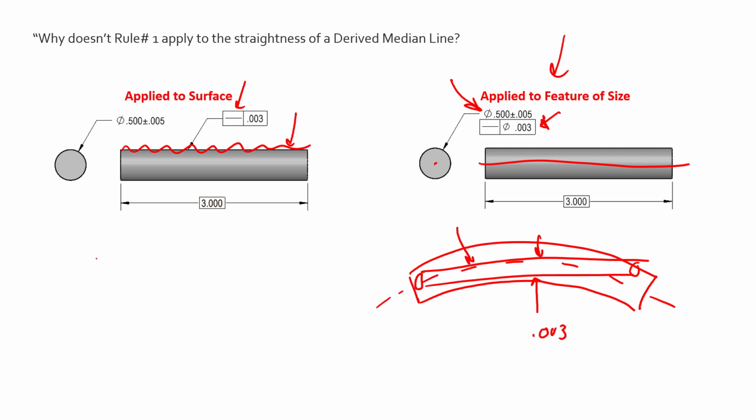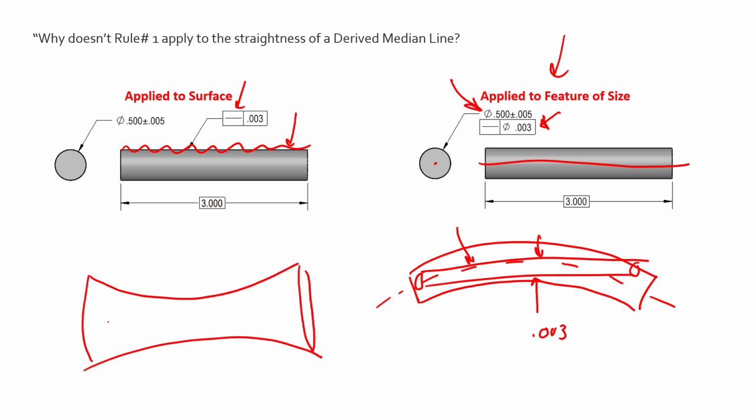Now, it's important to consider, though, other deviations in form. Our cylinder can do this, which is also called waisting. So if our cylinder did this, our derived median line would be pretty straight, right? If you take the circle here and get a center point, the circle here get a center point, the circle here get a center point, we have a pretty straight derived median line that would definitely pass 3 thousandths. But our size dimensions still need to fall within our half-inch plus or minus 5 thou.